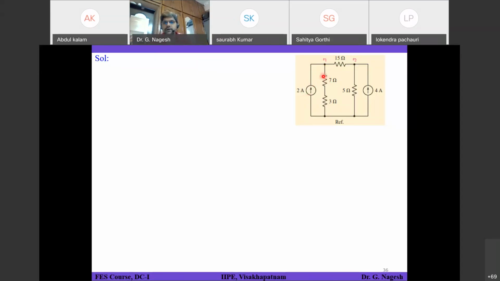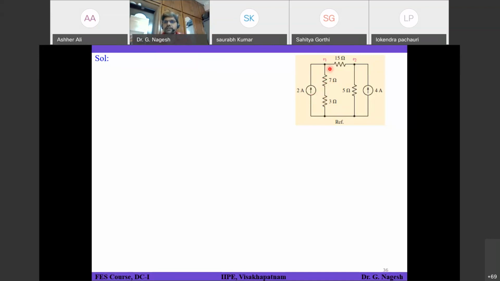Next, what is the current leaving from node 1 and flowing to the reference node through the 10 ohms resistor? What is that value? V1 by 10. Okay, V1 by 10, because we are considering all the currents coming out of the node. Right, so you have got minus 2, one term, and another one is V1 divided by 10.